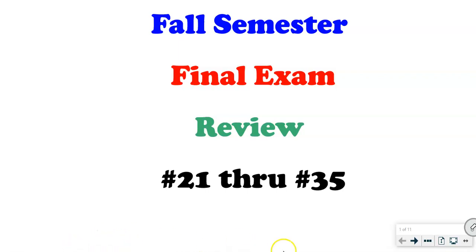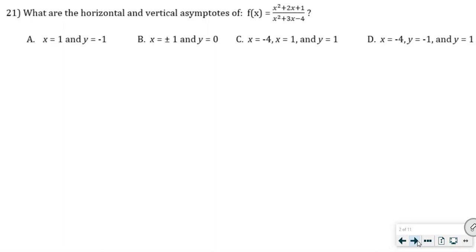Okay, so in this video, we're going to continue going over the fall semester final exam review, and I'm going to be doing questions 21 through 35. This first question says, what are the horizontal and vertical asymptotes of the function?